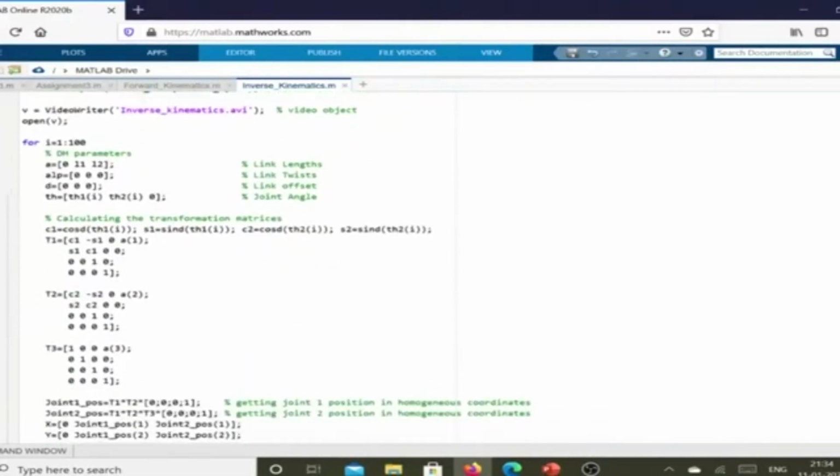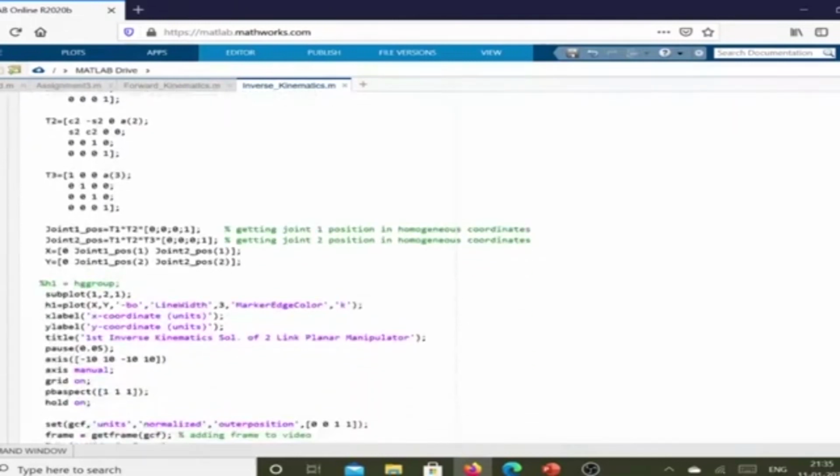Plotting is exactly the same as what we did in the forward kinematics. You have the DH parameter table, and then you have the transformation matrices T1, T2, and T3. For the first joint, we multiply T1 into T2, and to take the last column, we multiply by 0, 0, 1, getting the first position in homogeneous coordinates. For the second position, we multiply T1, T2, T3 into 0, 0, 1, again just to get the first two elements of the last column. That is going to give me my x and y.